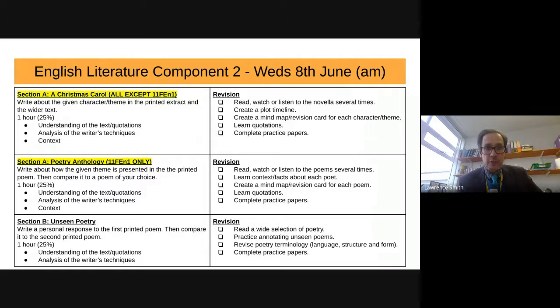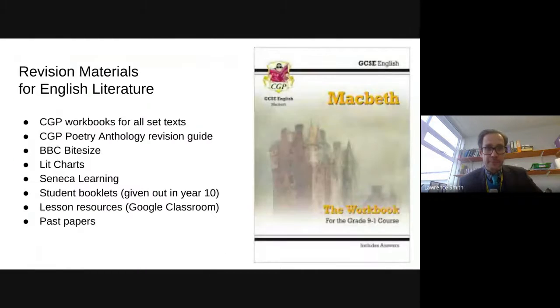English literature component 2 is mainly for A Christmas Carol, with the exception of Y11 FEN1. And again, we recommend that they spend 1 hour answering that question, and then they give themselves 1 hour to answer the 2 questions on unseen poetry.